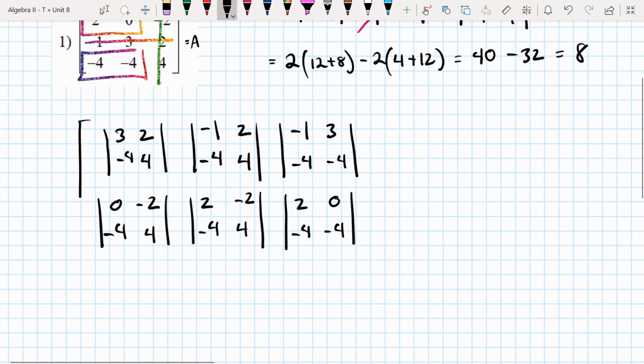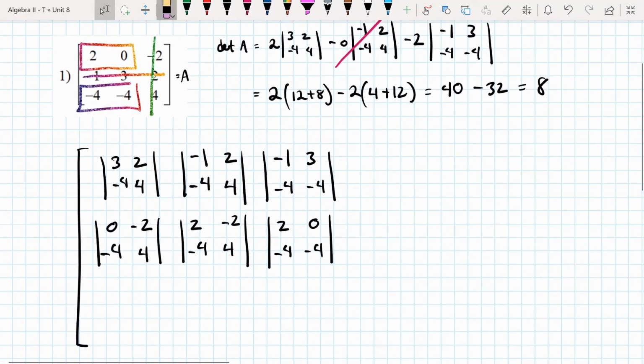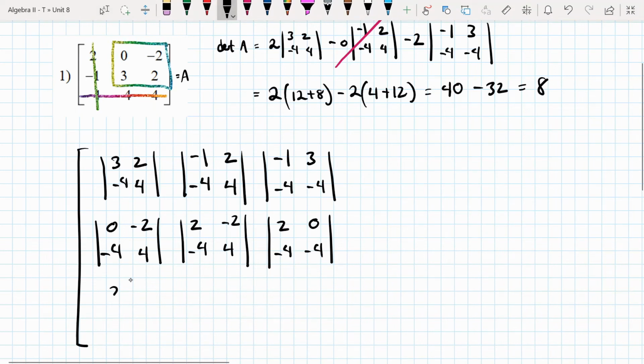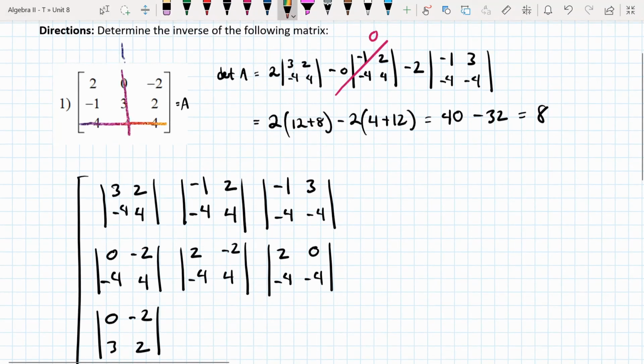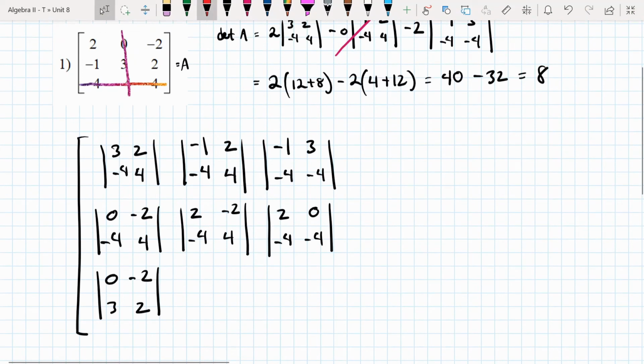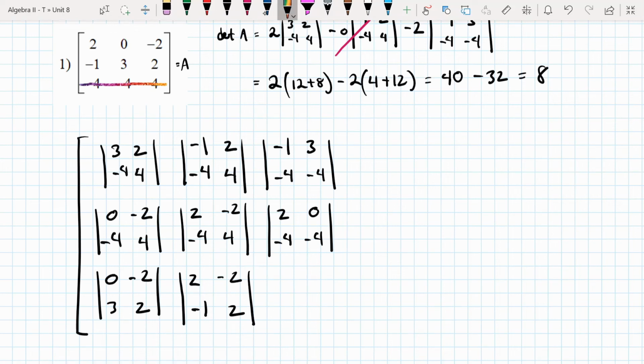And then the last row. So we're dealing with the third row. So third row, first column. This 2 by 2 matrix. 0, -2, 3, 2. Third row, second column. So that's going to be this 2 by 2 matrix. 2, -2, -1, 2. Okay, almost done. And then the last one's going to be the third row and the third column. So 2, 0, -1, and then 3. Okay, moves a little bit over here.